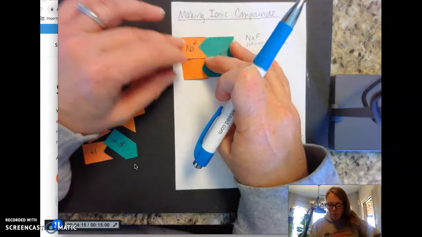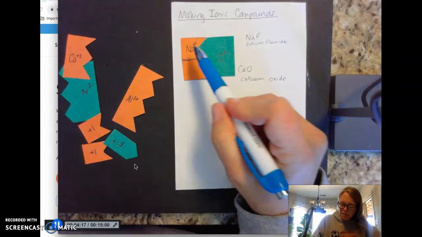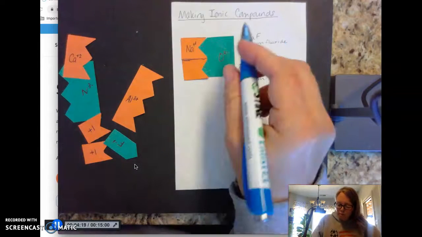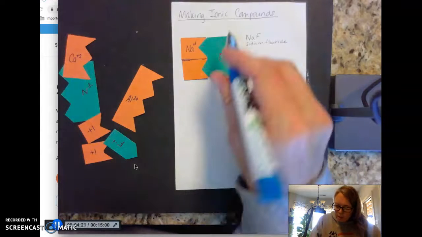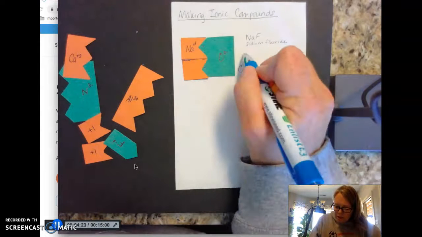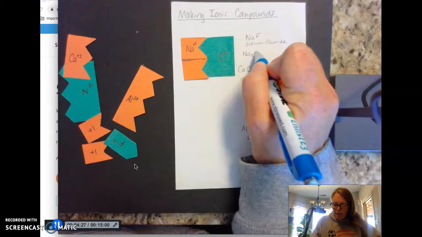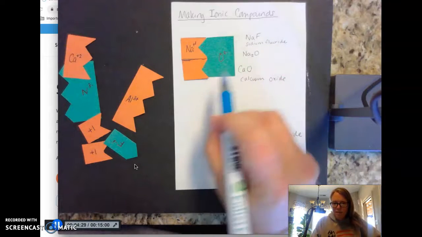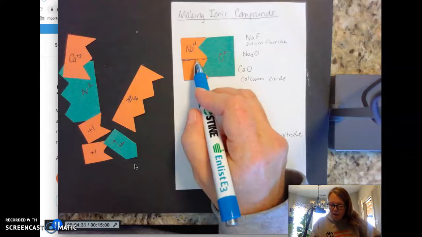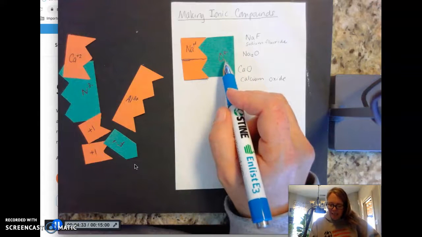I need 2 plus 1s to balance out the -2. And so my formula for sodium oxide would become Na2O. I needed 2 of my sodium atoms, 2 sodium cations, for every 1 oxygen anion that's there.